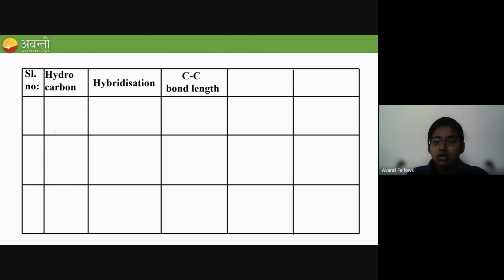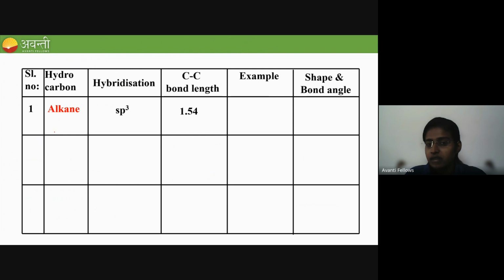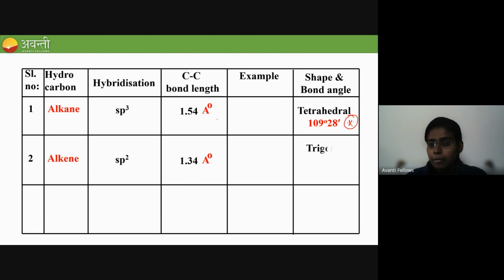We have 3 hydrocarbons. One is an alkane, and the hybridization of the carbon atoms in alkane is sp3. In all the alkanes, the carbon-carbon bond length will be 1.54 angstrom, and the shape will be tetrahedral. This particular angle is very important: 109 degree 28 minutes, the tetrahedral bond angle. Coming to alkene, the hybridization will be sp2, 1.34 angstrom will be the bond length, and the shape is trigonal planar with 120 degree.